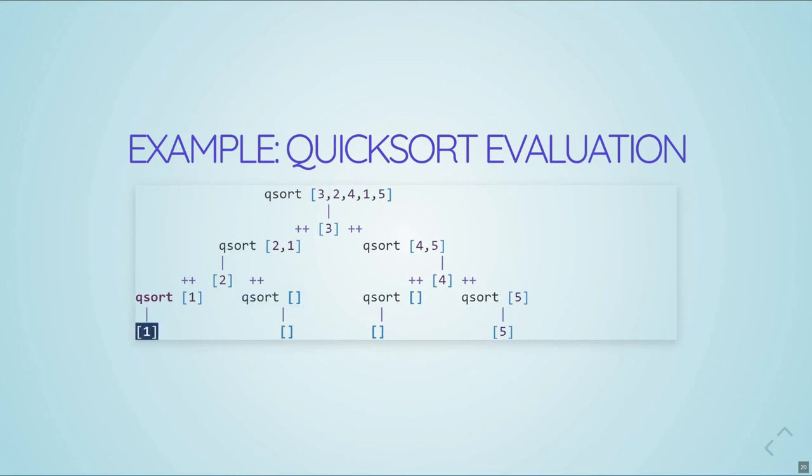If you go from the bottom and work your way through this, what ends up happening is you end up having 1 ++ 2 ++ empty list ++ 3 ++ another empty list ++ 4 ++ 5 here.